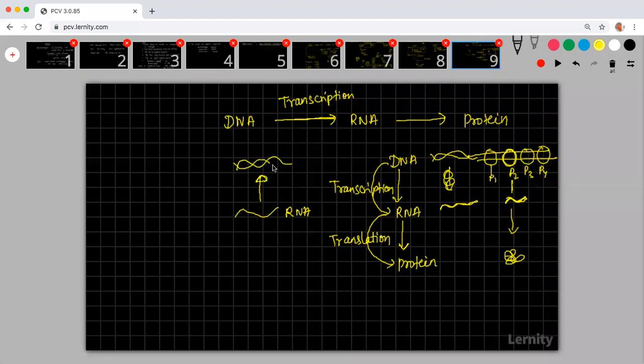It is producing DNA from where? From RNA. Normally, producing RNA from DNA, we call it transcription. Producing DNA from RNA, we call it reverse transcription.